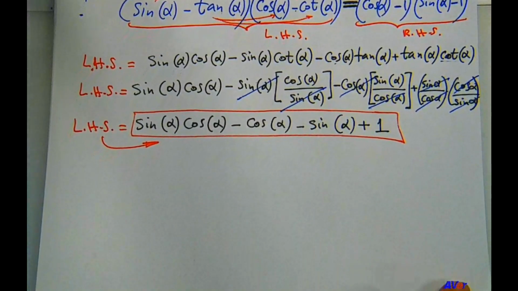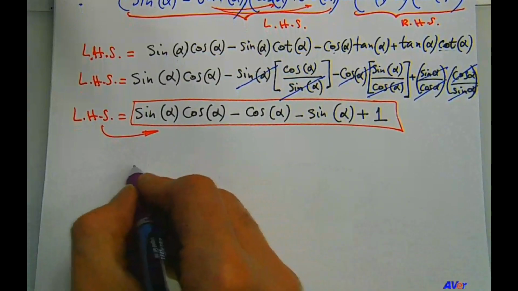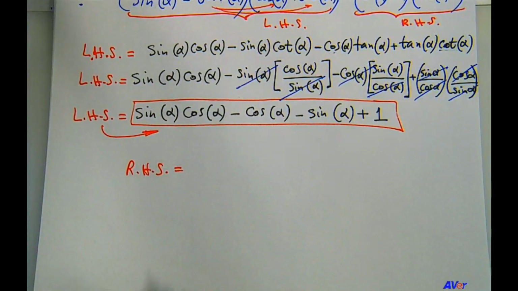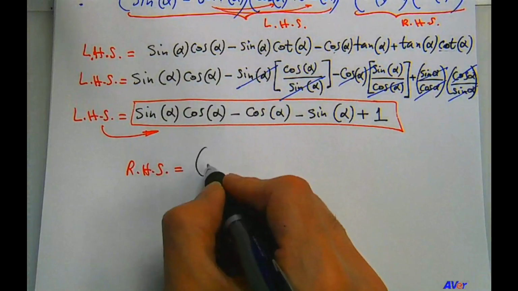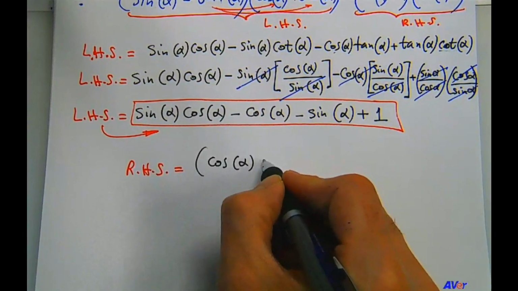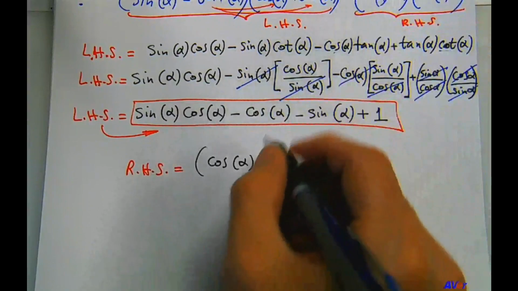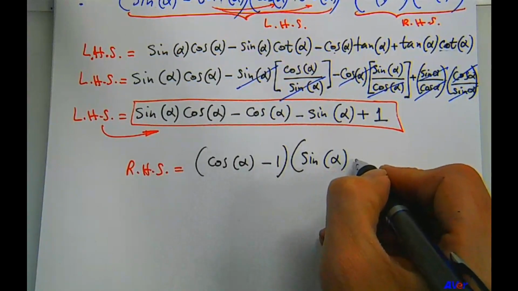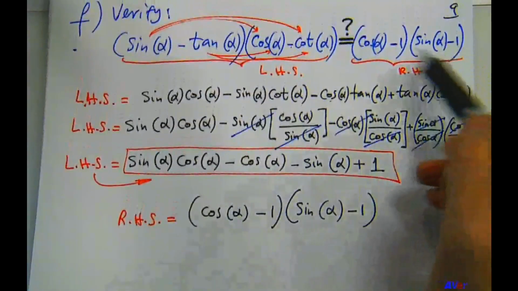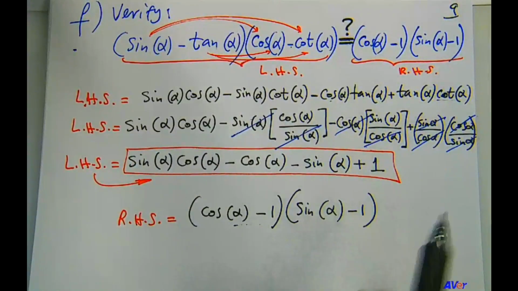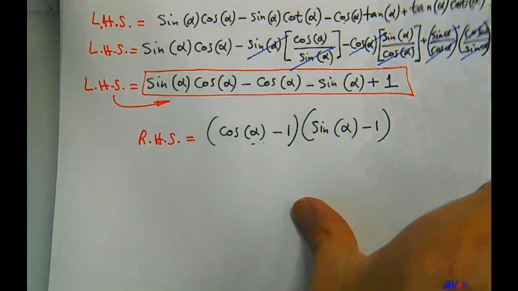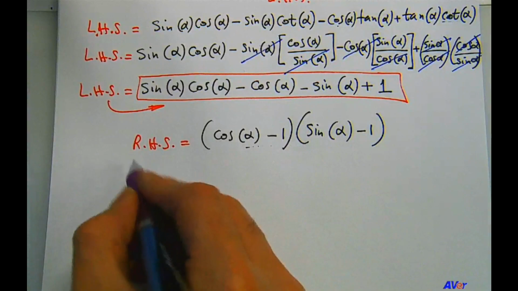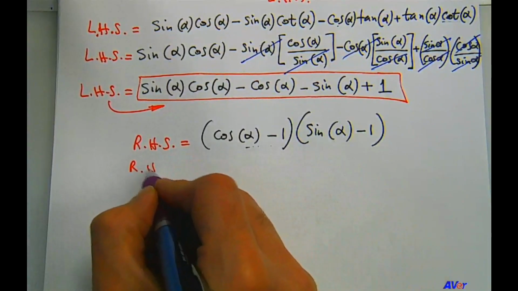So let's see what we can do with the right-hand side. I'm going to write that down. Right-hand side is equal to cosine of alpha. It's off the screen there, but I'm rewriting it here. That times sine of alpha minus 1. Okay, you can see that's the same expression here, right? So now let's FOIL this, just like before. That's the only thing we can do at this point.